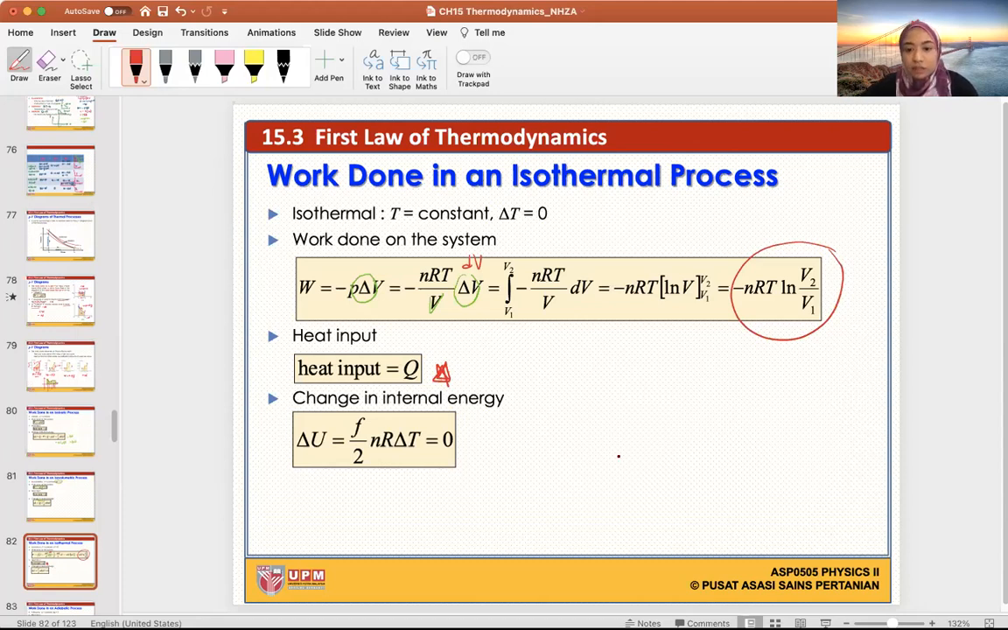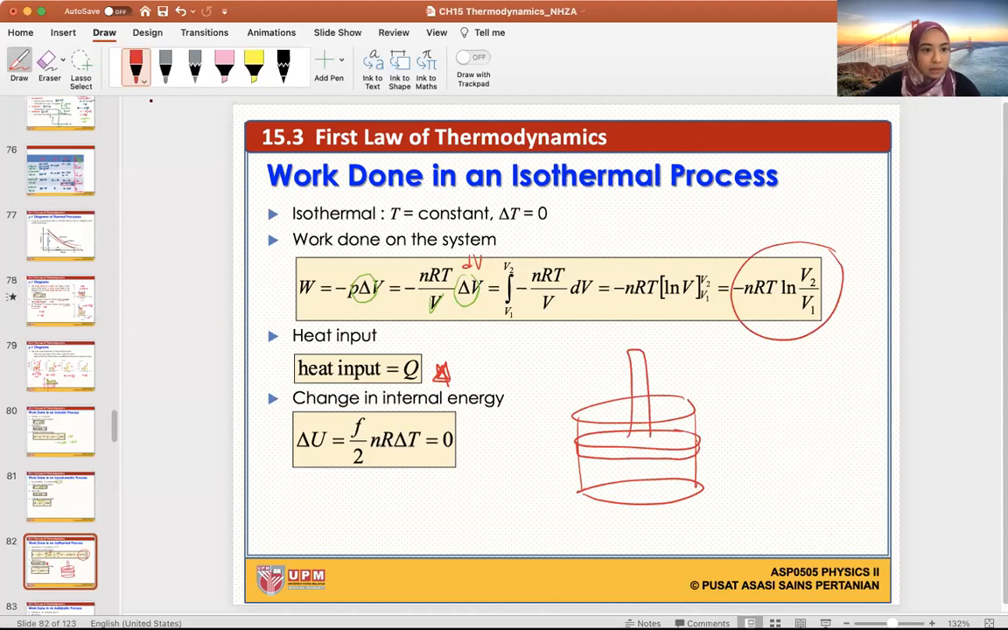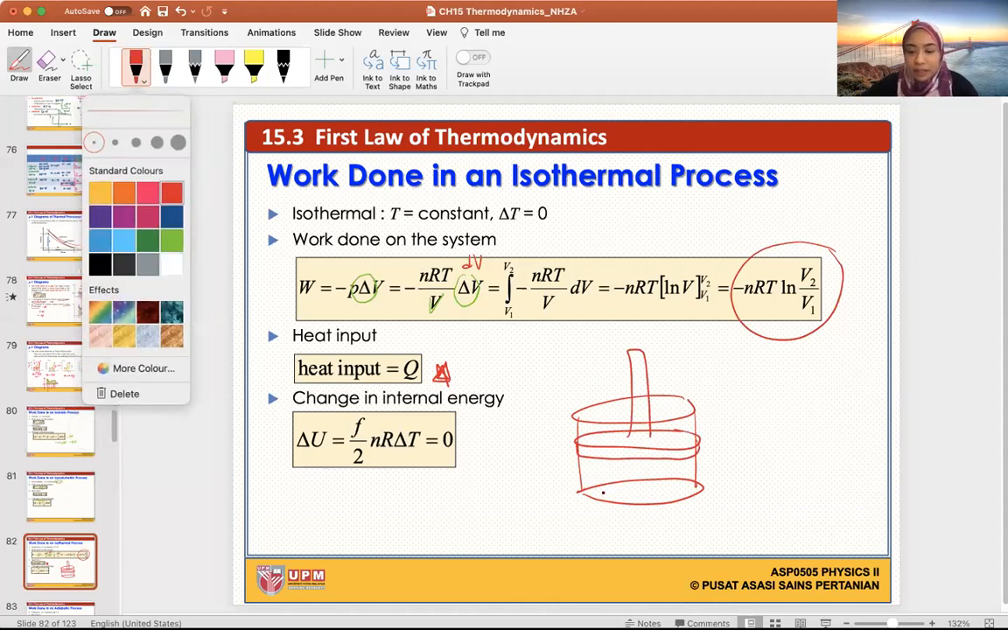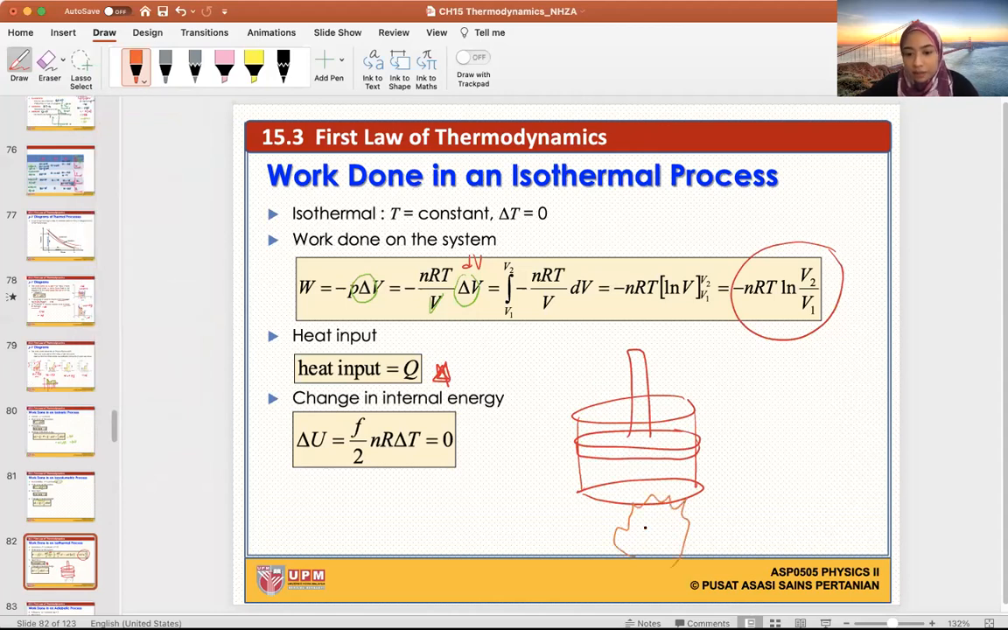Because, okay, let's talk about it. If I have a cylinder of gas and this cylinder has a piston, okay, let me draw it so you understand. Okay, so this is a piston. I should label this as a different color, never mind. Okay, so I have fire. I heat this guy up.